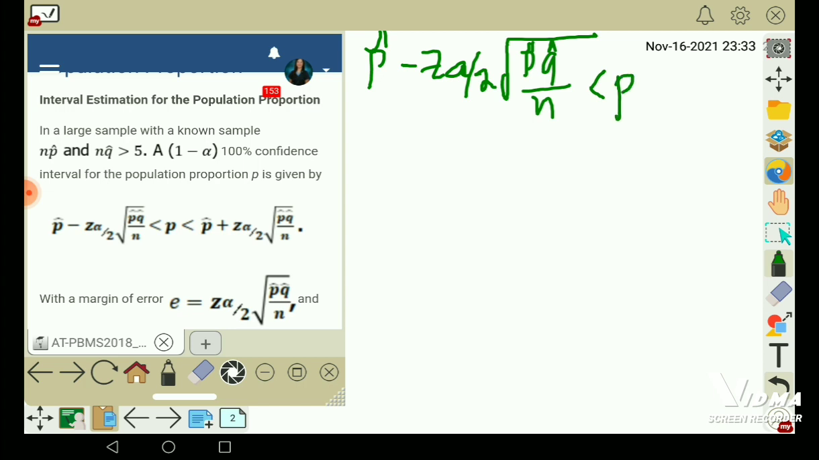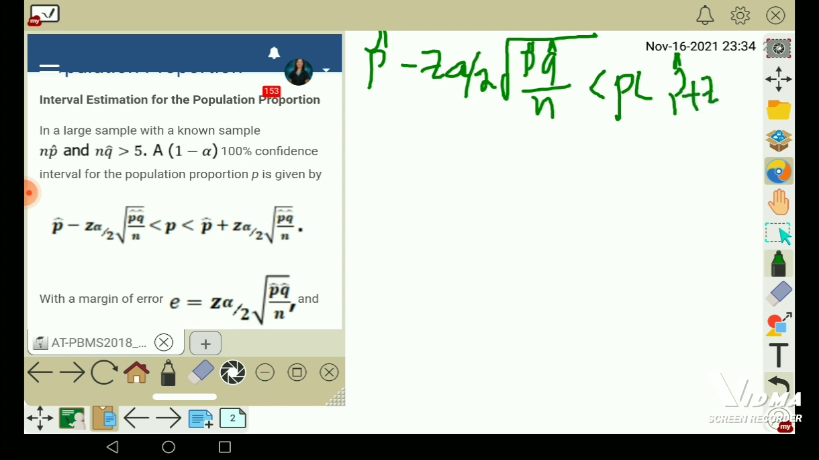which is your population proportion, then that is also less than your p hat. Let me erase that one. Okay, p hat. So we have here the p hat.